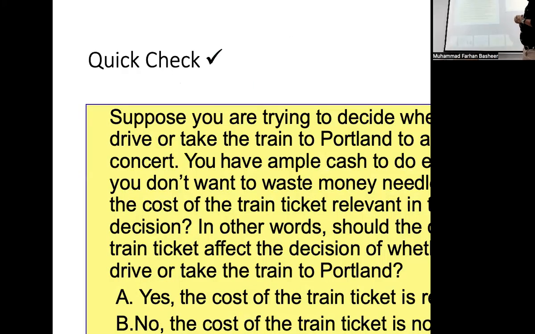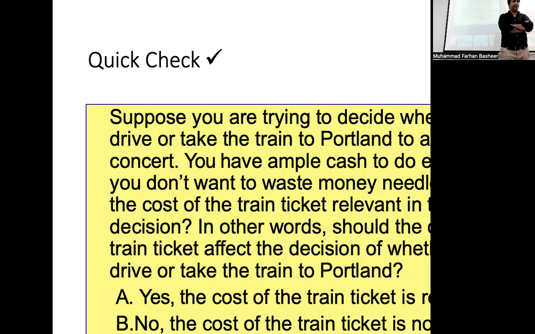This is a check. Suppose you are trying to decide whether to drive or take the train to Portland to attend a concert. You have ample cash to do either, but you don't want to waste money needlessly. Is the cost of the train ticket relevant in this decision? In other words, should the cost of the train ticket affect the decision of whether you drive or take the train to Portland?